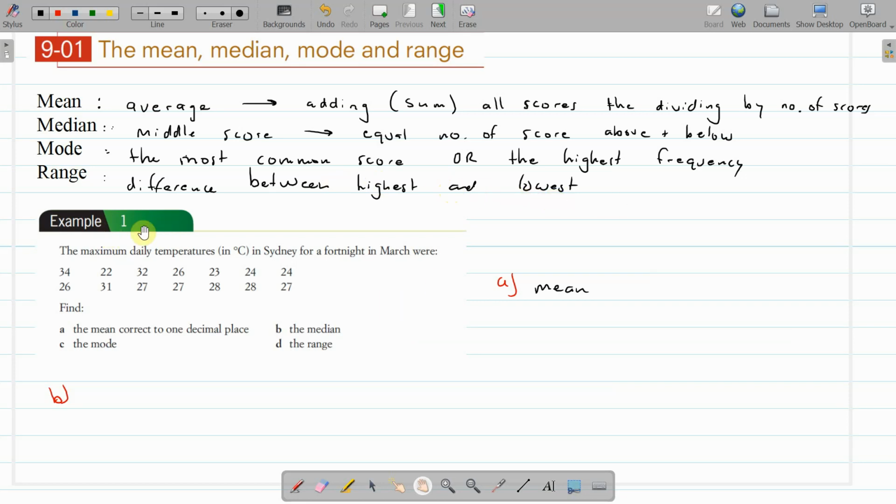Okay, so example 1. We've got maximum daily temperatures in Sydney for a fortnight in March. So they tend to be warmish. And what we're going to do first, we're asked to get the mean, which is the average. So we're going to add up all the scores.